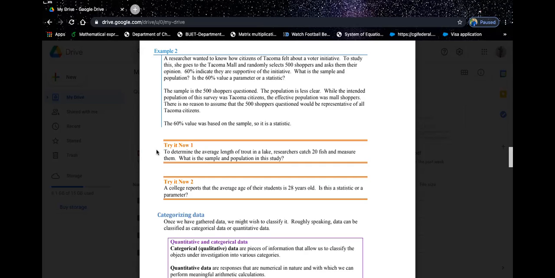All of the trout in the lake. Exactly, because we are only considering the trouts, right? We're not really bothered about how the other fish are behaving or something like that. We only care about the trouts. So we say that all the trout in the lake is our population, right? Does this make sense?